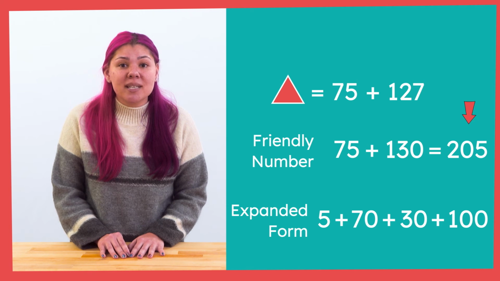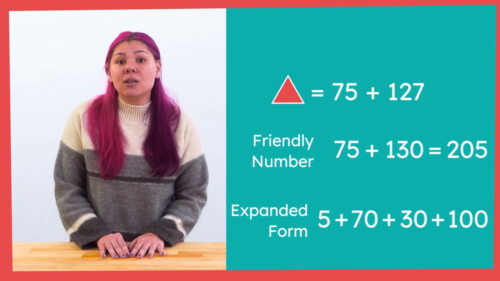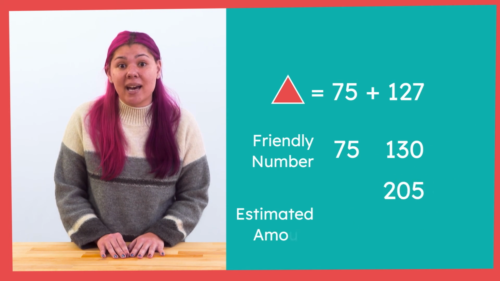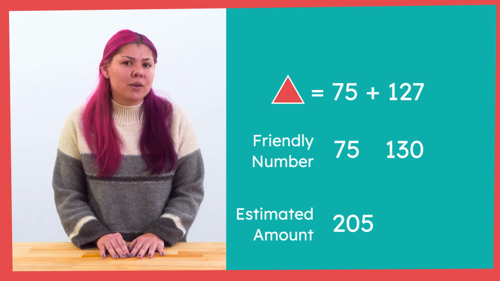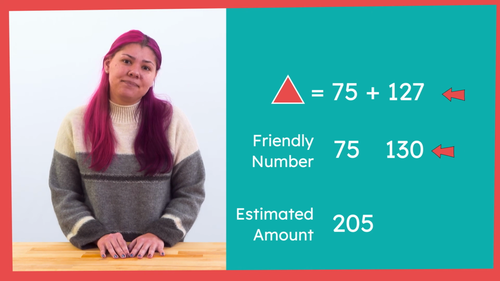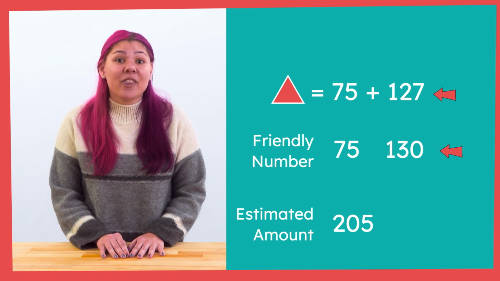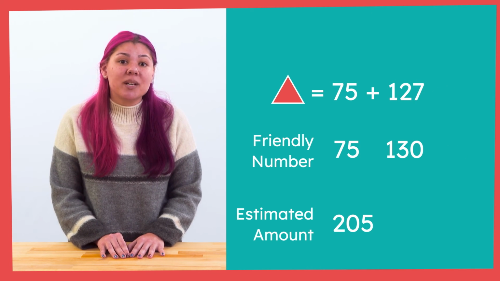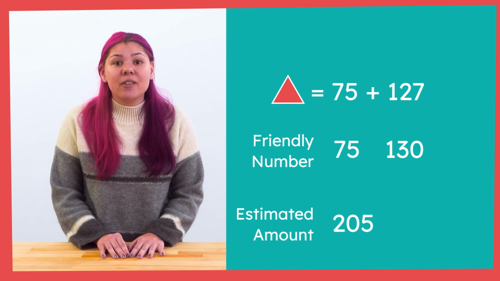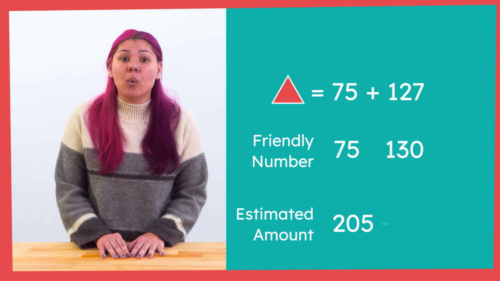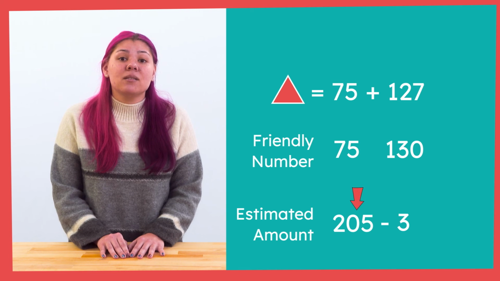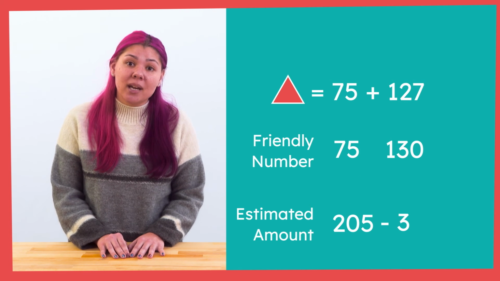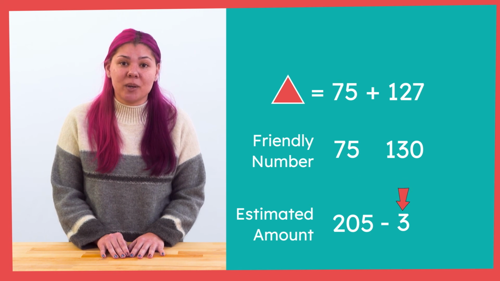When we made 127 into a friendly number though, we actually made the number larger than the amount we had. So now we need to adjust our total. How much more is 130 than 127? Yeah, 3 more. To make 127 a friendly number, we added 3, so now we need to take that 3 away so our total is accurate and matches our original equation. So when we look at the answer we got when estimating, 205, we need to subtract 3 to make up for the 3 we added to 127.